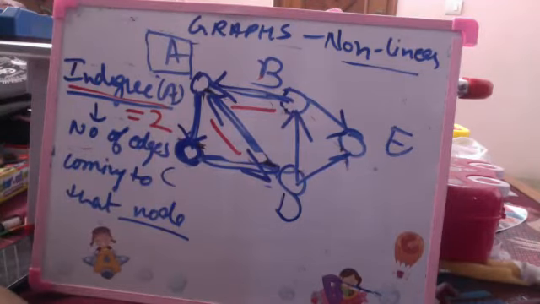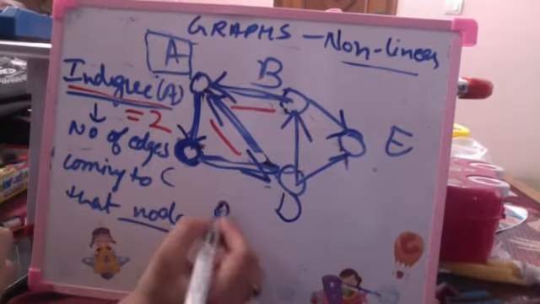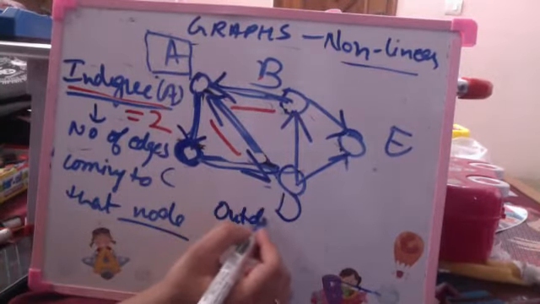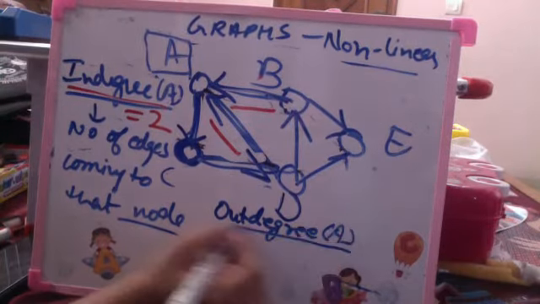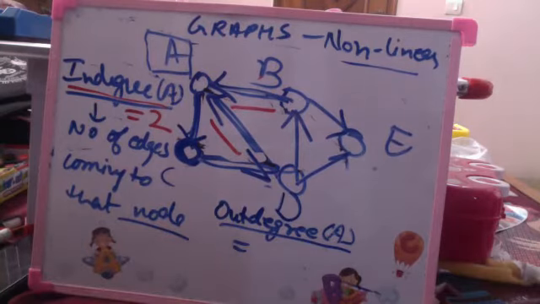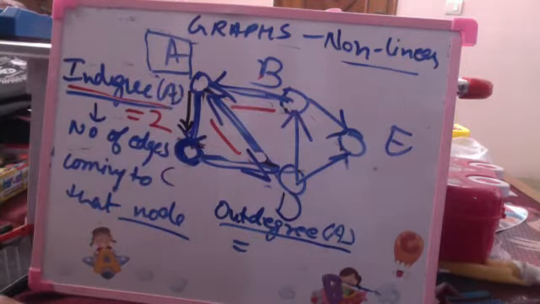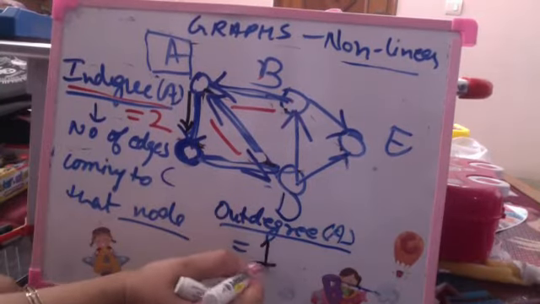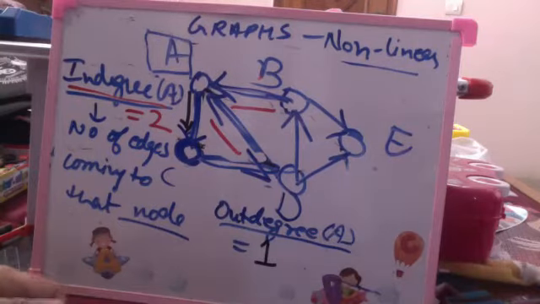Is this clear to all? If I talk about the out degree of the node A, out degree is the number of edges going out from that node. So out degree, 1. That is the number of edges going out from A. In our case there is only a single edge which is going from A to C. So the out degree of node A becomes 1.